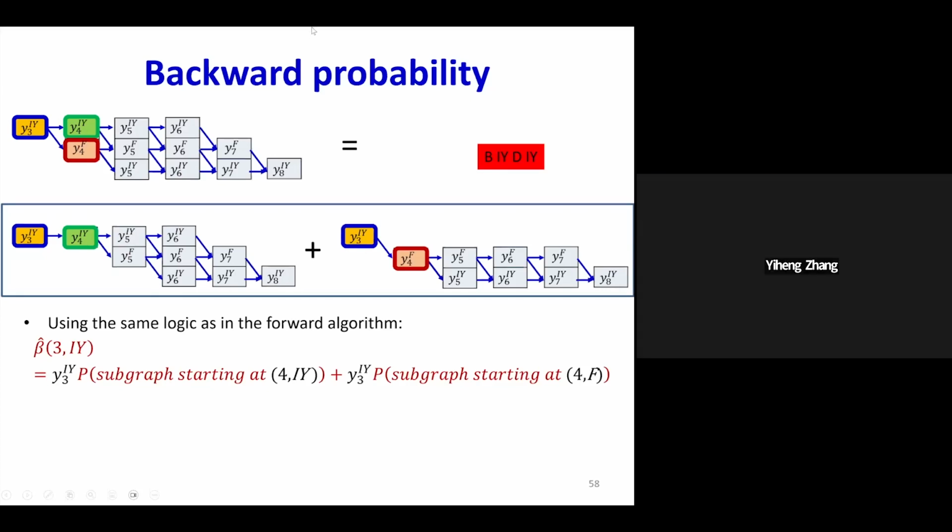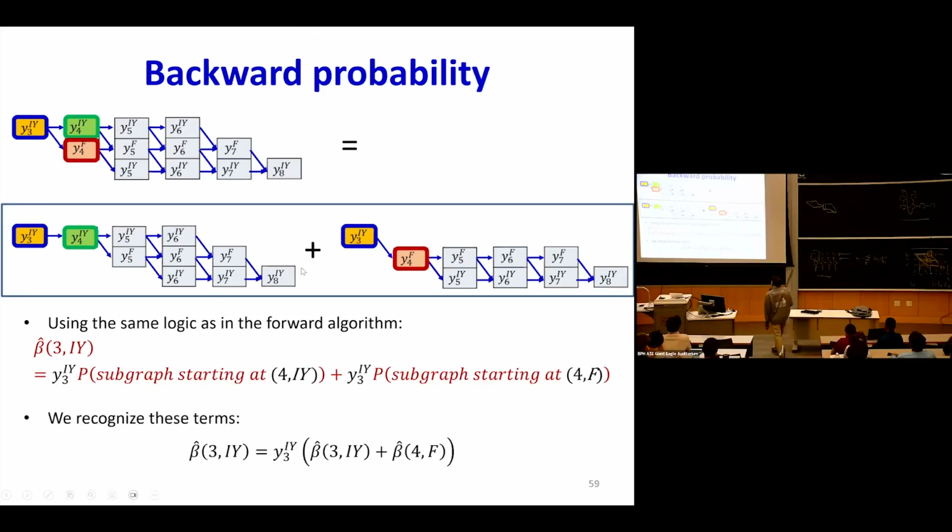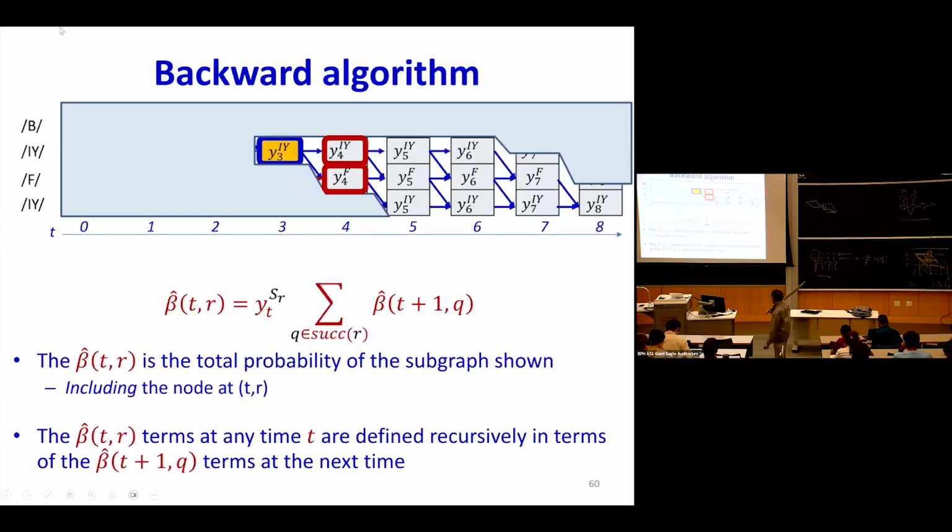It's beta 4f. Beta 4f, right? And therefore, I can just write that beta 3e is going to be y3e times beta 3e plus, sorry, this should have been beta 4e. Let's note this down, plus beta 4f, right? So that makes sense? And that's easy, right? And so this gives us our algorithm.